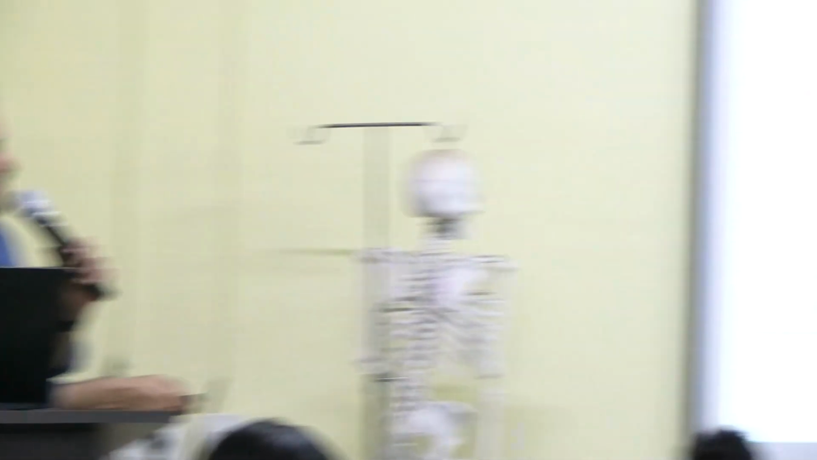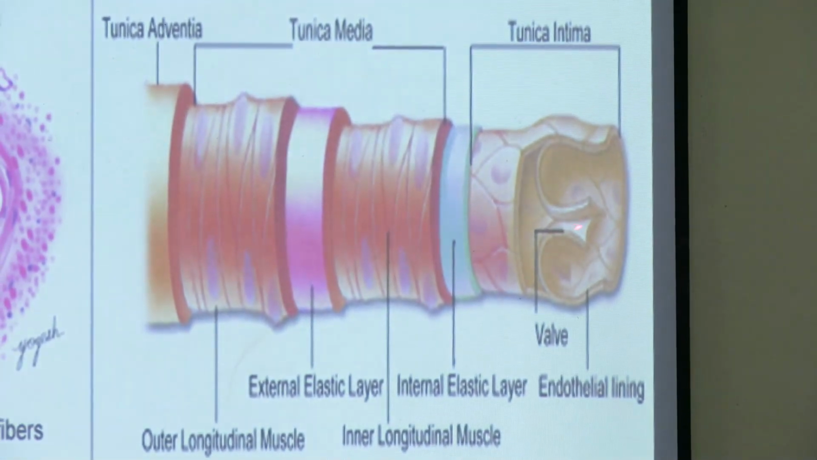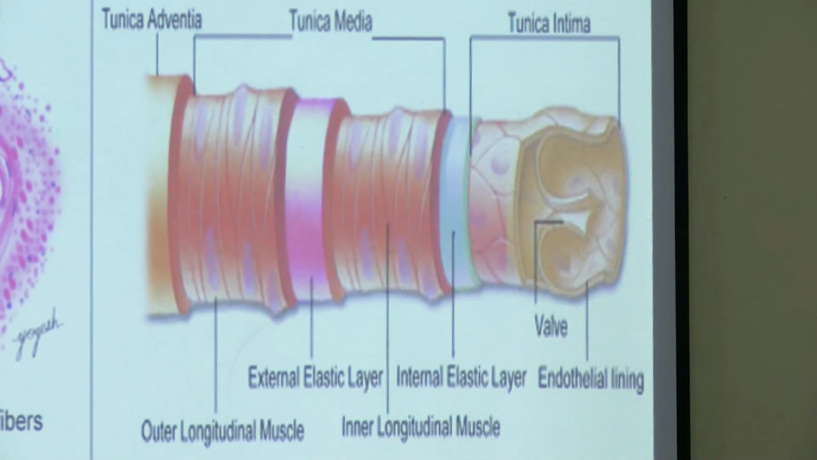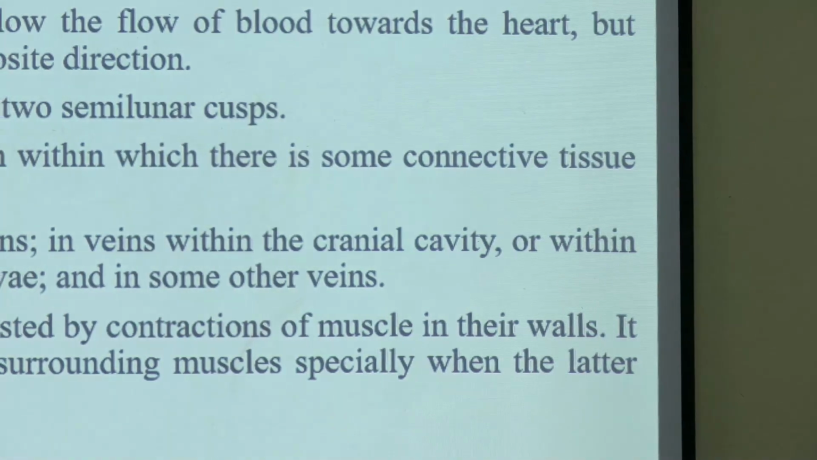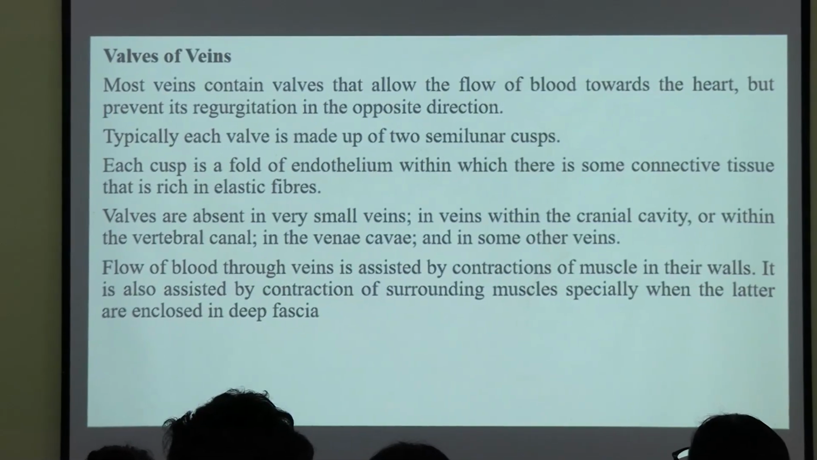Okay. Now, if you see the diagram, here this is the diagram of a vein where these three layers are there. Now, if you go to the lumen, you can see the valves are present. Now, what is the structure of the valve? Any idea what is the structure of the valve?